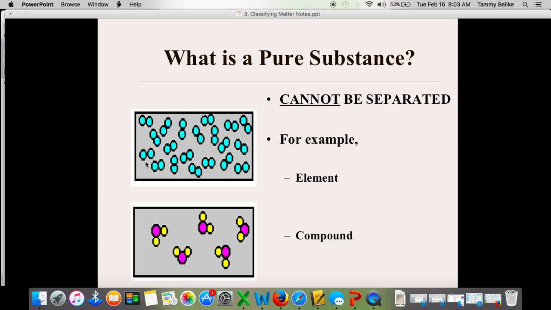If you look in this box here, you see that it's the same atom attached over and over and over again. That's an element, and that might be hydrogen, it might be oxygen, it might be nitrogen. A compound is also a pure substance because now you've got these 2 elements that are bonded to each other, and each unit is identical. So there's no separation that can happen without changing the identity of this substance.